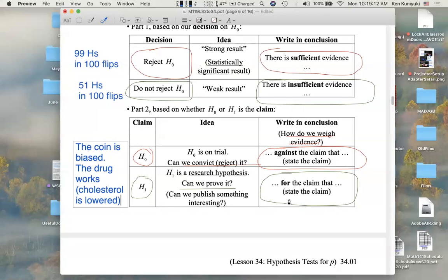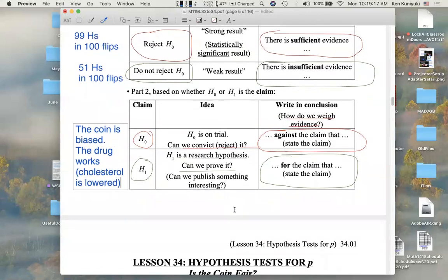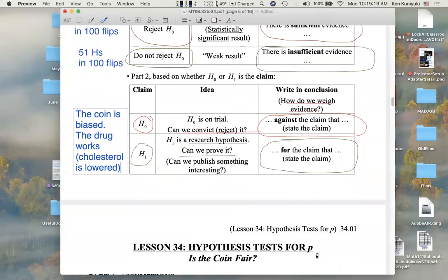Okay, so we're going to get right to it, and we're going to use these pieces as we conduct hypothesis tests. Starting with lesson 34, we're going to start with a hypothesis test for P, and we're going to test this hypothesis. Is the coin fair? That's next time.